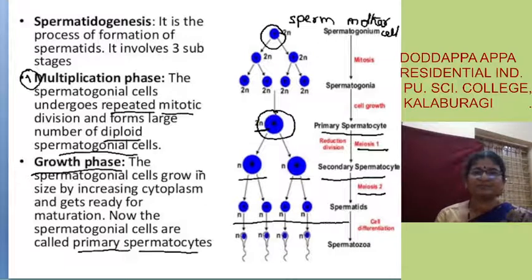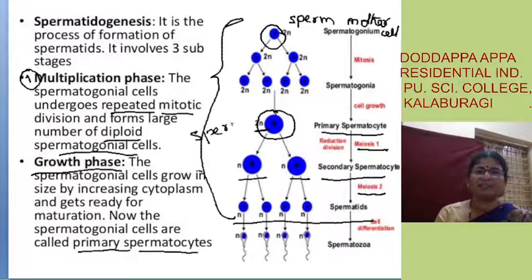Okay. Up to here, what is this process called? It is spermatidogenesis. Spermatid formation, you can also say. Up to here, what can you say? Spermatid formation, or spermatidogenesis.